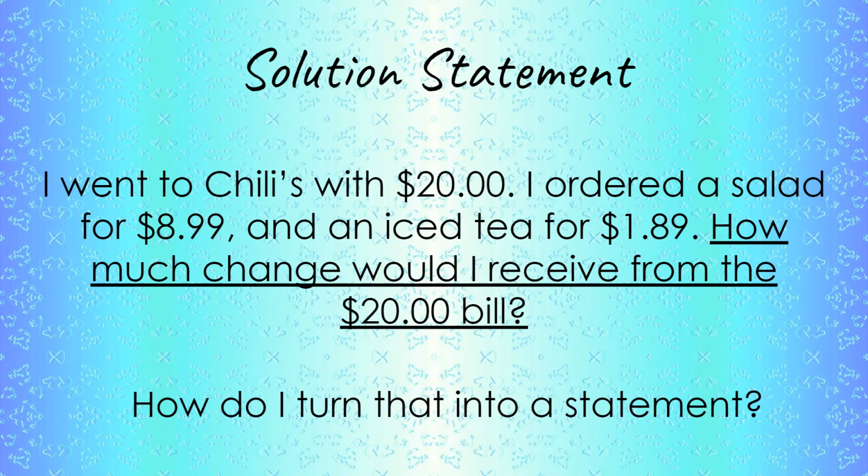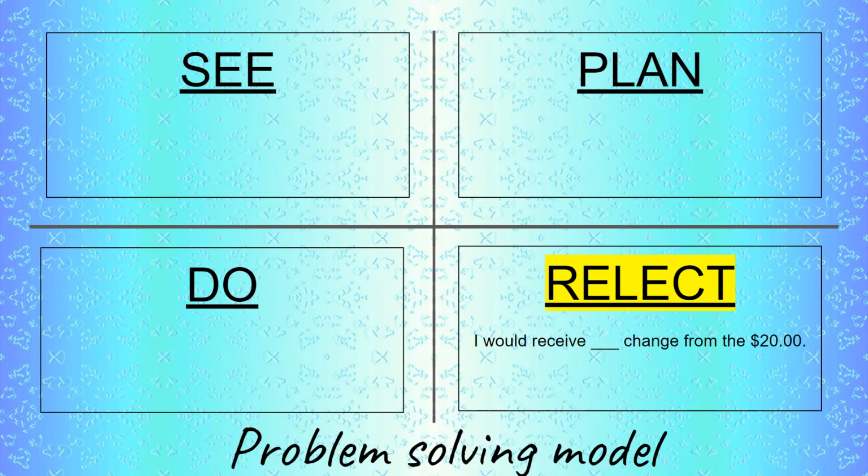So how do I turn this into a statement? I take the question and write it as an answer. So it wants to know how much change I would get from this $20 bill. So I would say I would receive blank change from the $20 bill. So I'd like you to add this second entry in your journal so you have an example. So you're working on your second journal entry now. So go ahead and pause the video and start this second journal entry.